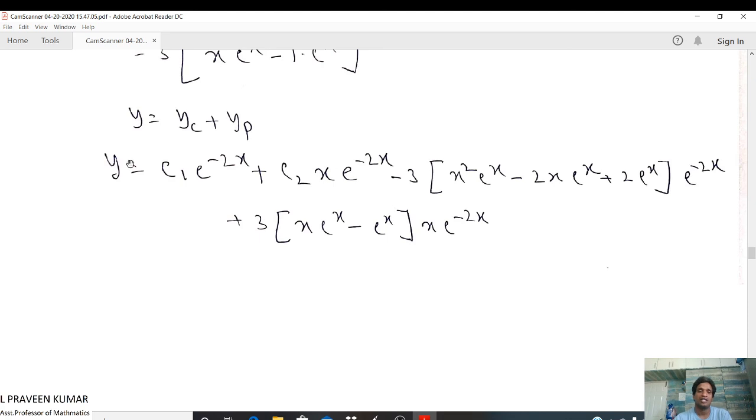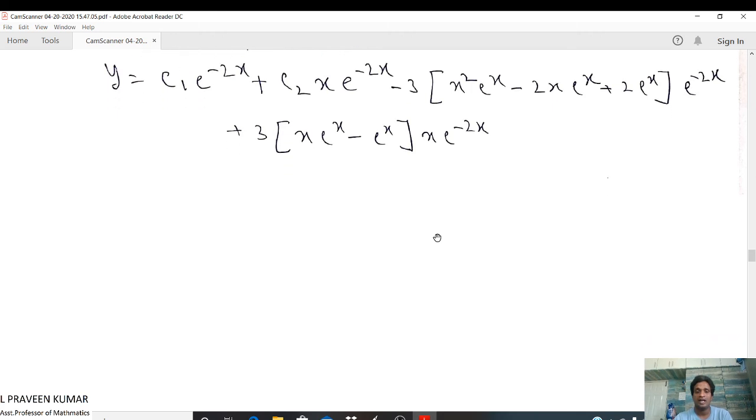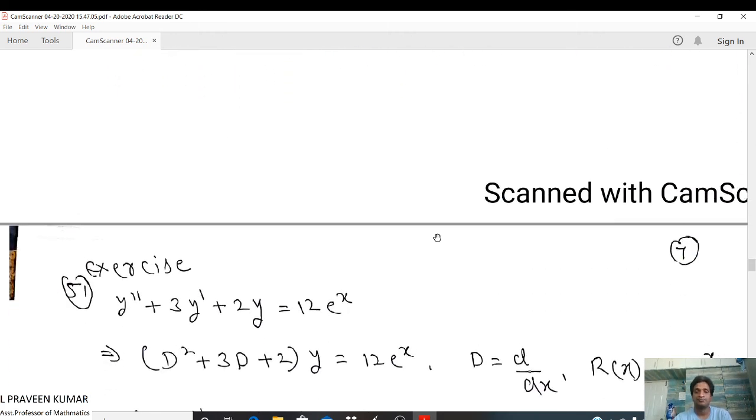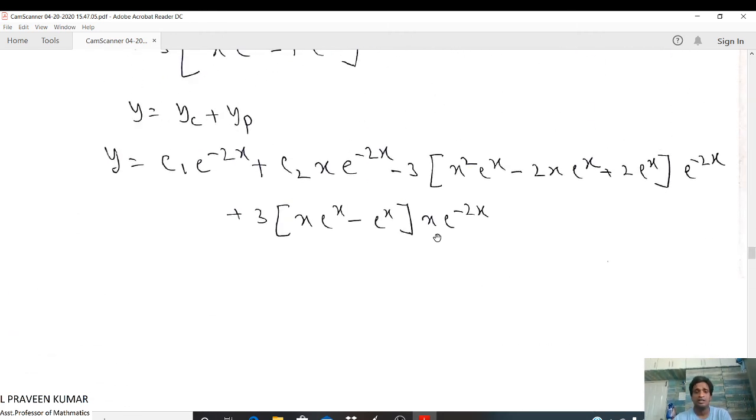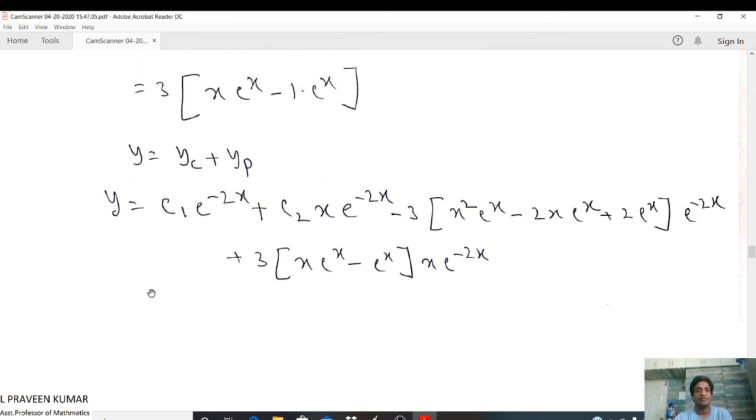So at last we can write y is equal to yc plus yp. So c1 e power minus 2x, c2 x e power minus 2x, plus this is the a value, minus 3 into so on, u of x plus b into v of x. If you simplify, you may cancel some terms also, then you will get the final value.